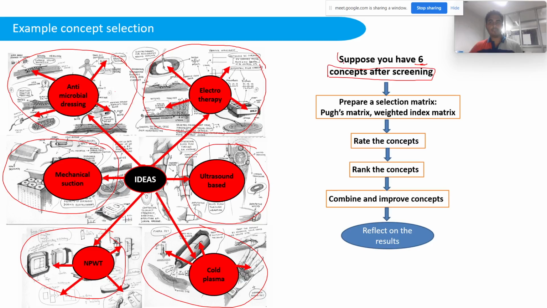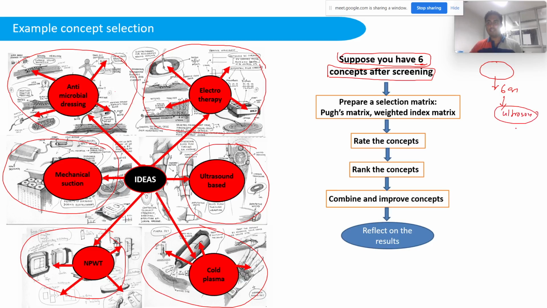Now, this particular concept selection procedure can be done in multiple rounds. Let's say in the first round, we want to identify the solution space. For example, within electrotherapy, we can have multiple concepts. Similarly, within antimicrobial dressing, we can have multiple concepts. So first, we want to figure out which particular solution space or area will be most suitable for our purpose. So let's say in the initial phase, using concept selection, you have six areas and you identify a particular area. For example, ultrasound based devices are the best.